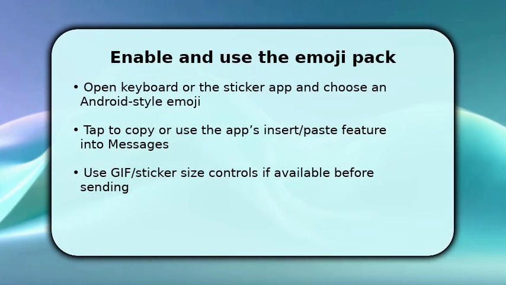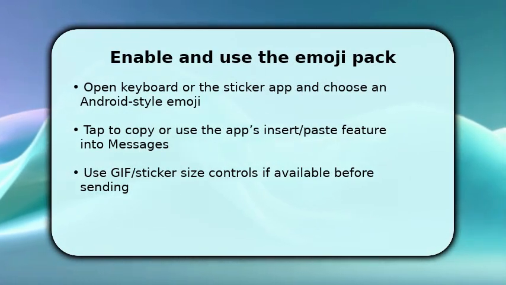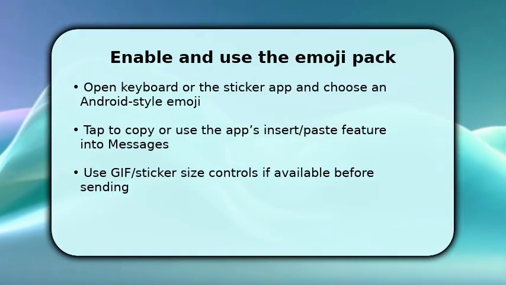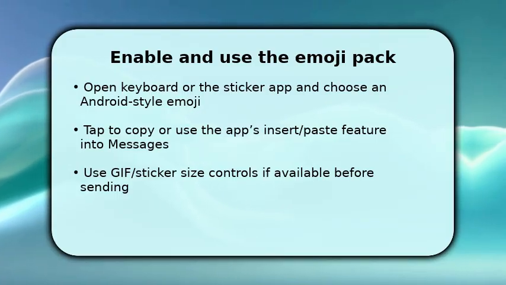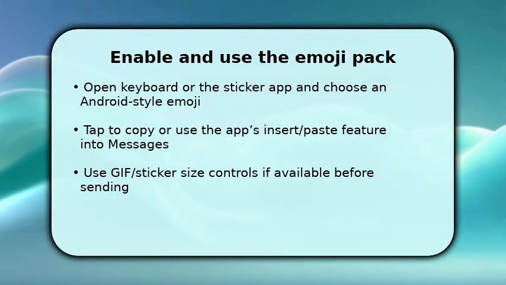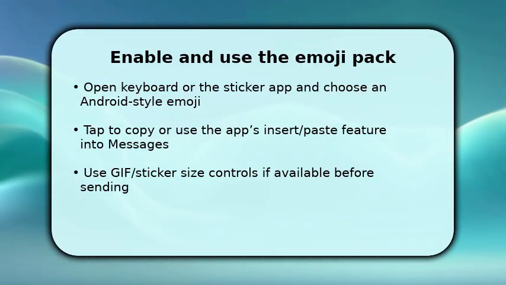Now you'll enable and practice using the pack. Open the new keyboard or app, pick the Android-style emoji image you want, and use the app's copy or insert button to place it into Messages, WhatsApp, or Mail. Because these are images, not system glyphs, they retain the Android look when received.